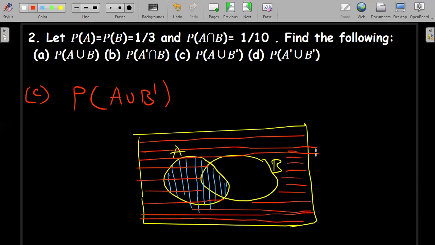Okay, like that. So we are finding the probability of everywhere where it's shaded. Okay, we are finding the probability of everywhere where it's what? It's shaded. So which part is shaded in this diagram?